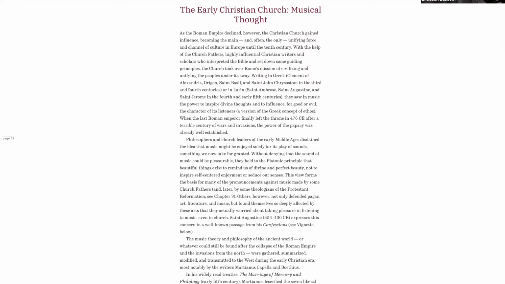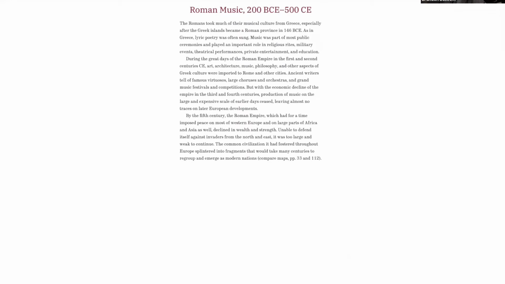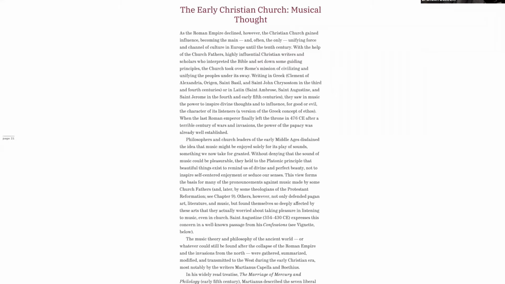So that's kind of an overview of chapter 1. A couple things I want to highlight specifically from the textbook, other than the pictures that we've already looked at. Definitely you want to read more on page 18 about ethos, however you'd like to pronounce it.